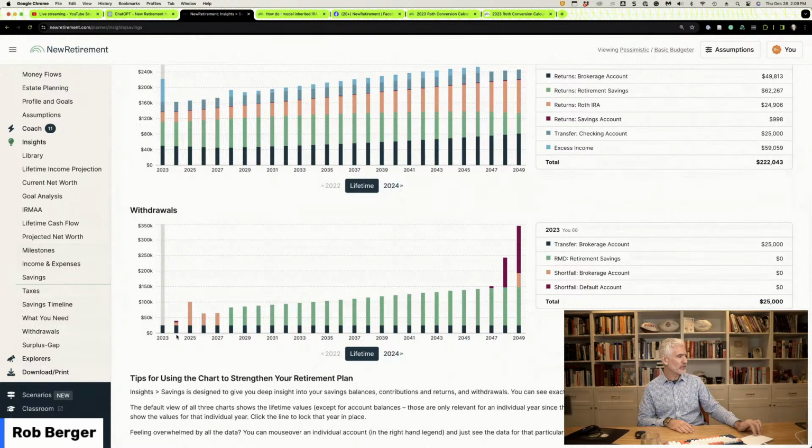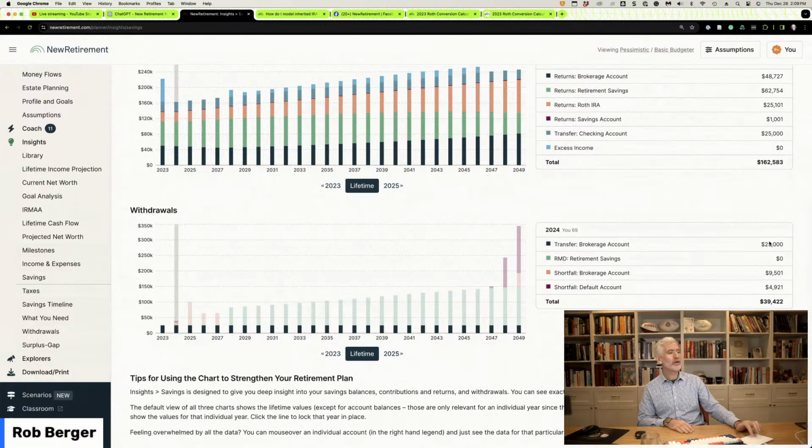I must have put in a transfer. In 2024, I did set some transfers up. There's some money from a brokerage and then the shortfall from a default account, which I think is just checking. And then in 2025, it's coming from another transfer and a brokerage account.